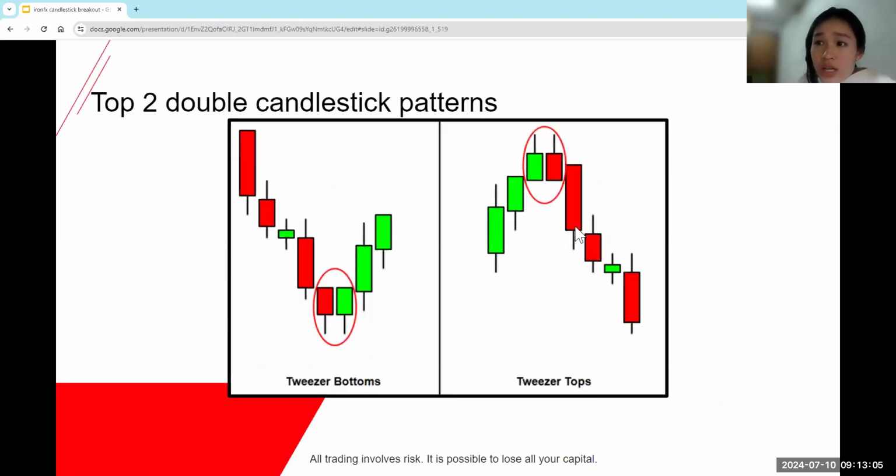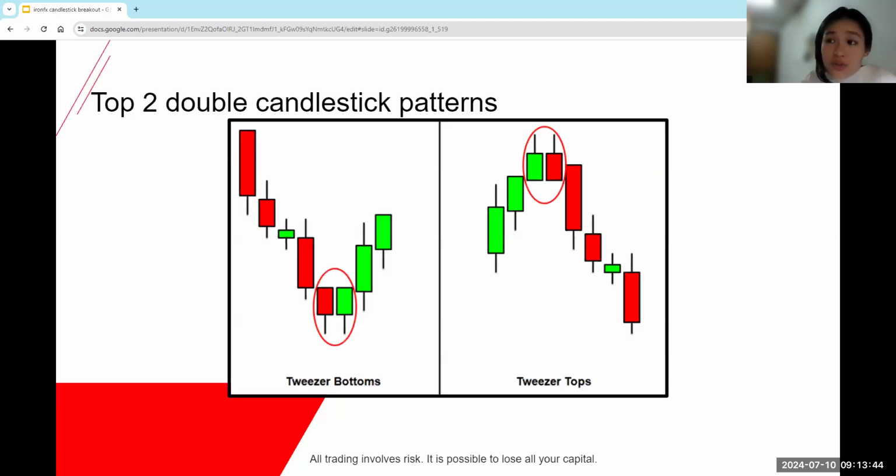So let's move on. Next, we have the tweezer bottoms and tweezer tops. Again, your tweezer bottoms are reversal patterns from a downtrend into an uptrend. The color of your candlesticks will tell you exactly the direction of price. So here we see prices moving in a downtrend. Your first candlestick is red, and then the exact same candlestick shape with no upper wick is moving in an uptrend, with price in a green candlestick.